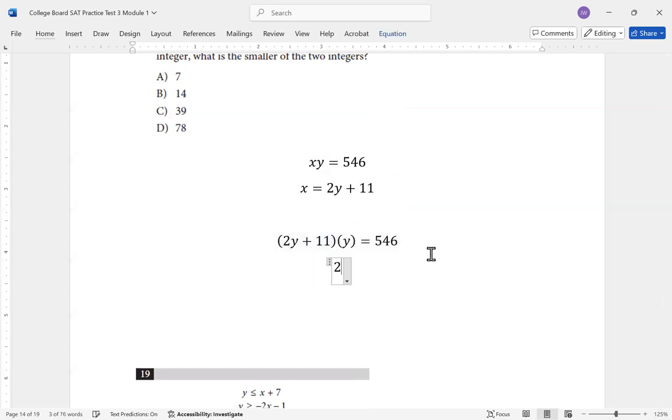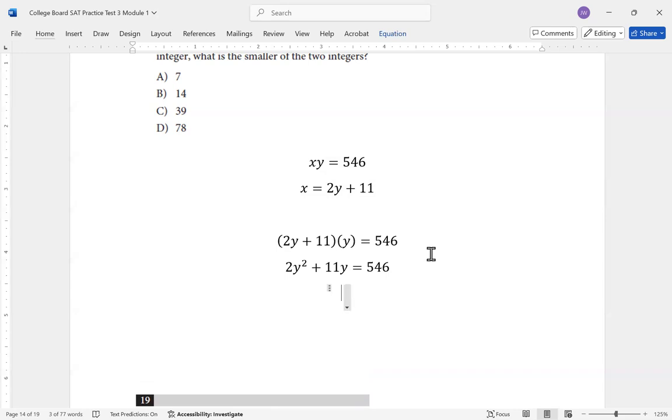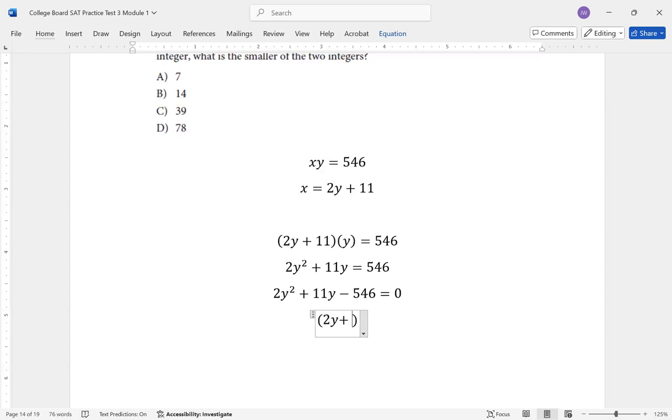So multiply that out. That would give me 2y squared plus 11y is equal to 546. Subtracting 546 from both sides would give 2y squared plus 11y minus 546 is equal to 0. Now what I would do is try to factor this left-hand side. We know it's going to be 2y plus a number multiplied times y plus a number if I factor it. So I just have to see what those numbers are.